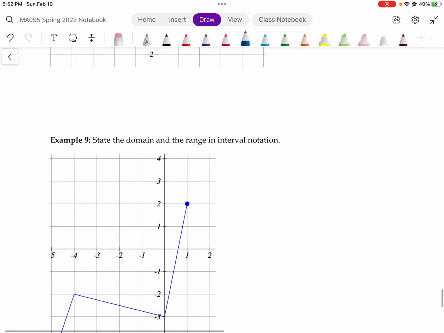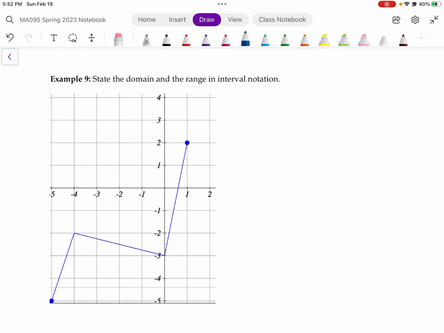All right, last problem. Try this one. The domain goes from -5 all the way over to 1. Remember, in domain, you just look at the x values. For the range, you look at the y values. It's going to go from -5 up to 2 and everything in between. Remember to go from the bottom to the top, smallest to biggest, and it does include both ends.